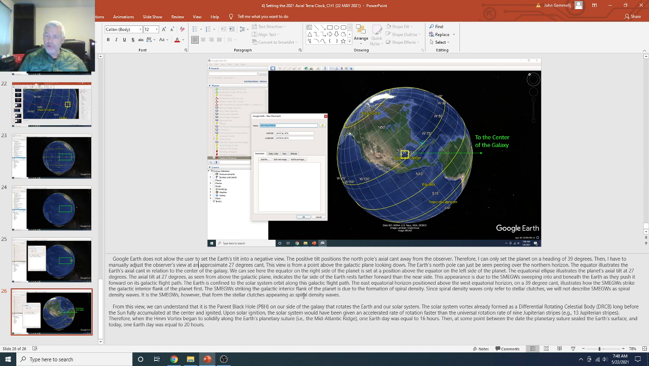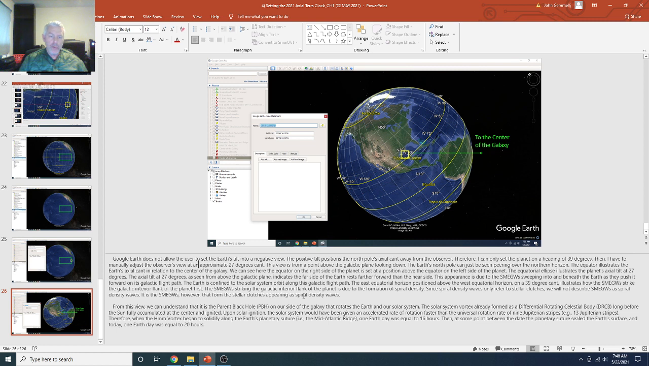This appearance is due to the Smeagols sweeping into and beneath the Earth as they push it forward on its galactic flight path. The Earth is confined to the solar system orbit along this galactic flight path. The east equatorial horizon, positioned above the west equatorial horizon on a 39-degree cant, illustrates how the Smeagols strike the galactic interior flank of the planet first.